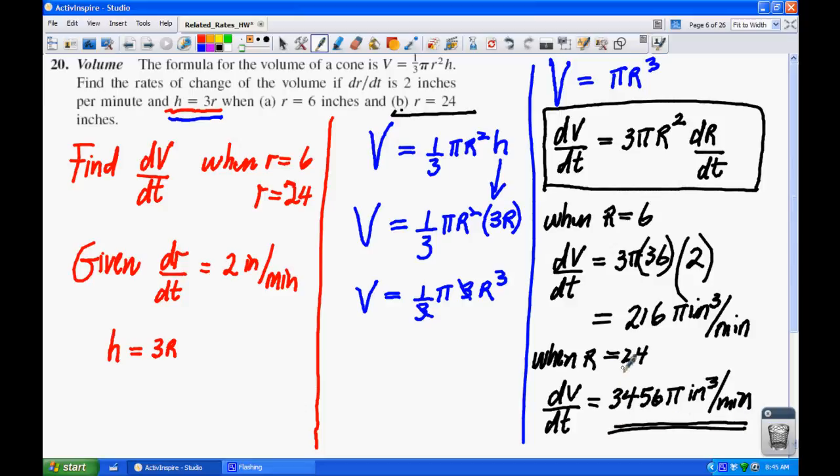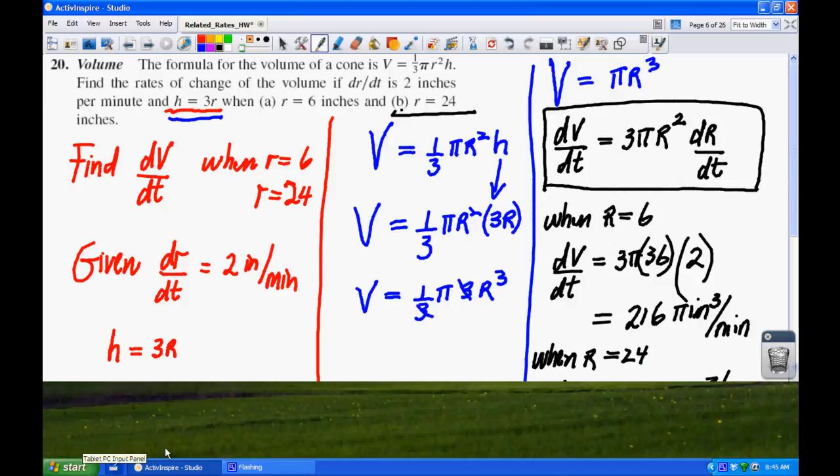When the radius hits 24, look at this rate of change. I mean, this thing is speeding up real fast. All right, it jumped from when r was 6, it was just that, and when r became 24, it jumped to that. Okay, which is a pretty dramatic increase. Okay, so hopefully that helped you out.